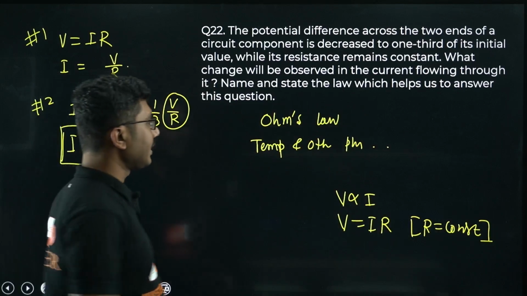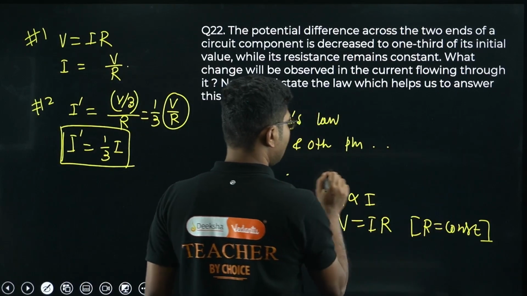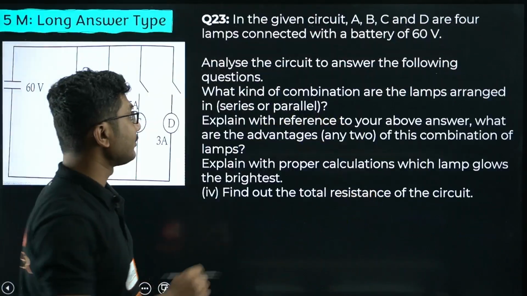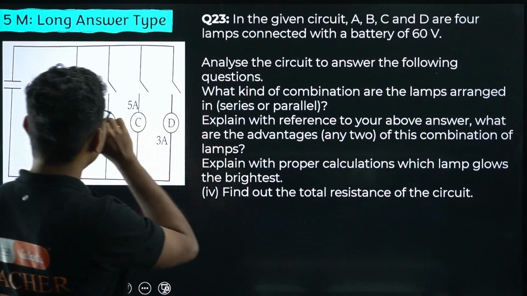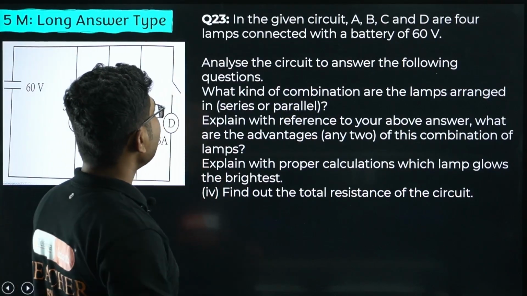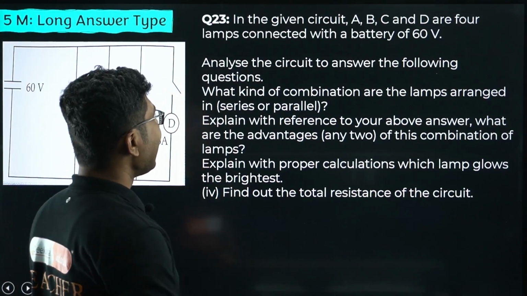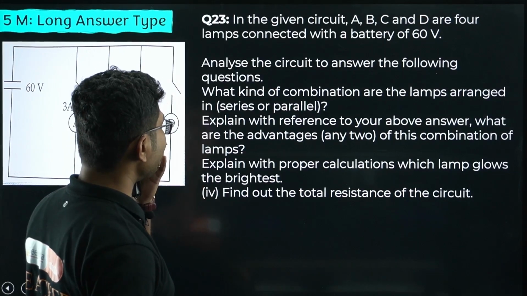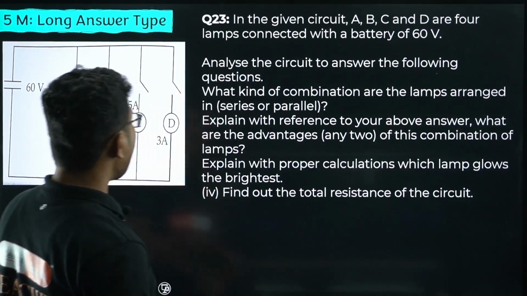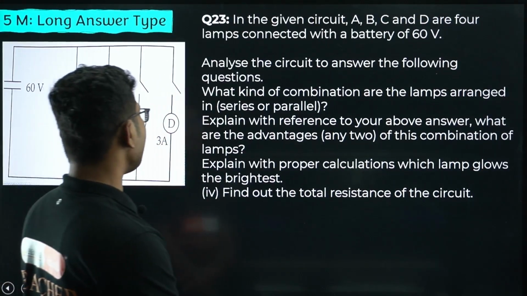This law you have to state the entire statement. Okay, so this is the discussion we had. Next question is a long answer type question. In the given circuit, A, B, C, D are 4 lamps connected with the battery of 60 volt. Analyze the circuit to answer the following questions.